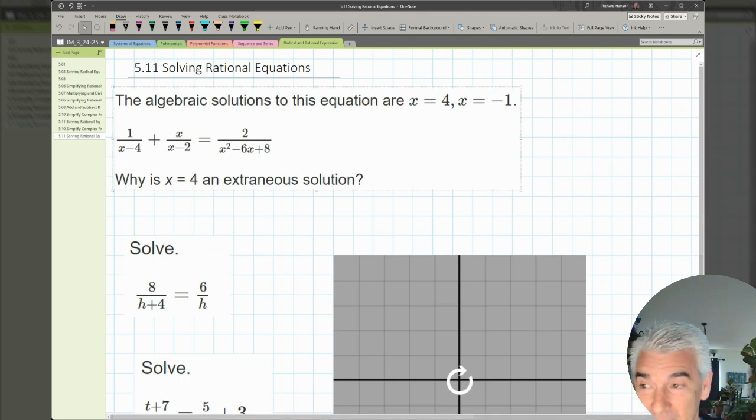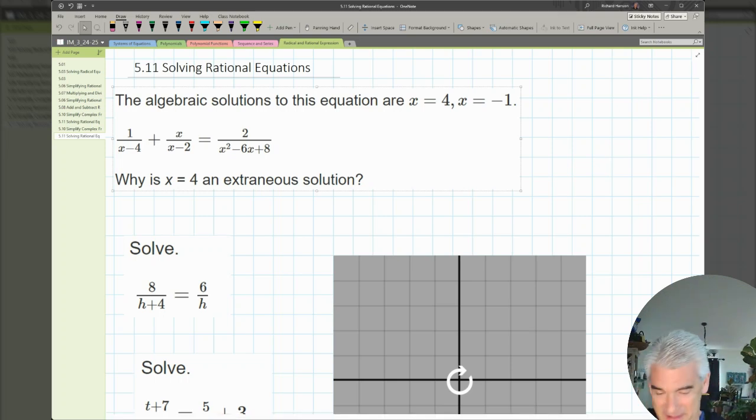Well, this is going to be way better than simplifying those complex rational expressions. Solving rational equations is much more straightforward, and it has an answer that's a little bit more satisfying. Like, hey, x equals 4 makes this true, or x equals -1 makes this true. So it is a little bit more satisfying.